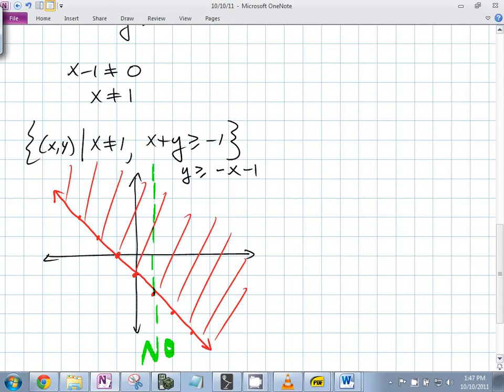So our input set needs to be limited to this region in order to abide by, we don't like dividing by 0 and we don't want to take the even roots of negative numbers.